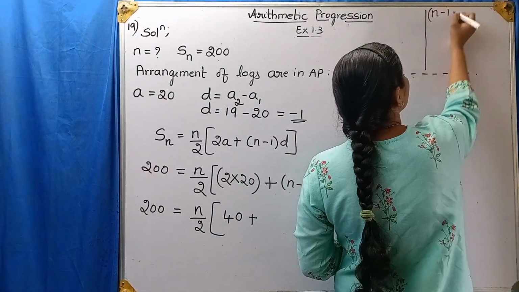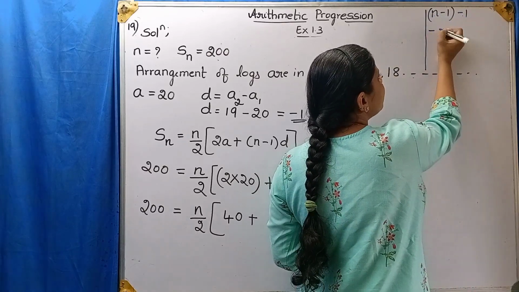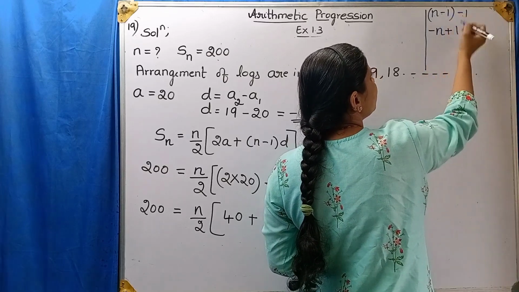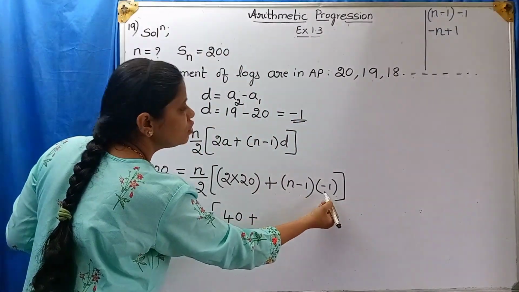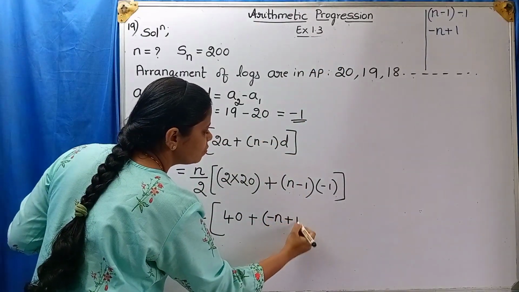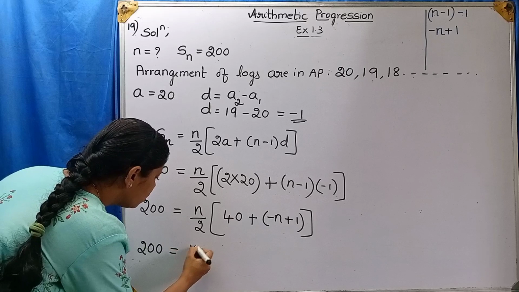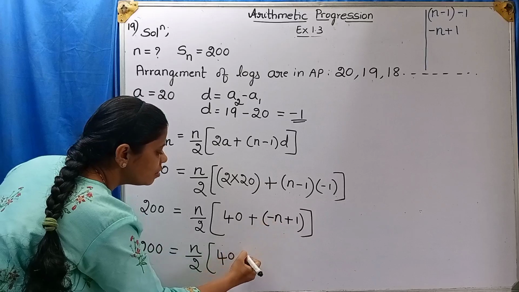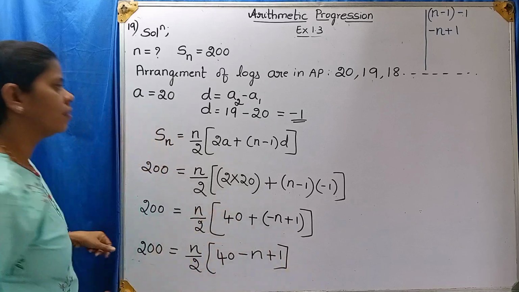n minus 1 into minus 1. See here, minus 1 into n is minus n. Okay? Minus into minus is plus. 1 into 1 is plus 1. Therefore, n minus 1 into minus 1, I will write it as minus n plus 1. Okay? 200 is equal to n by 2 into 40, plus into minus is minus n, plus into plus is plus 1. Let me continue here.